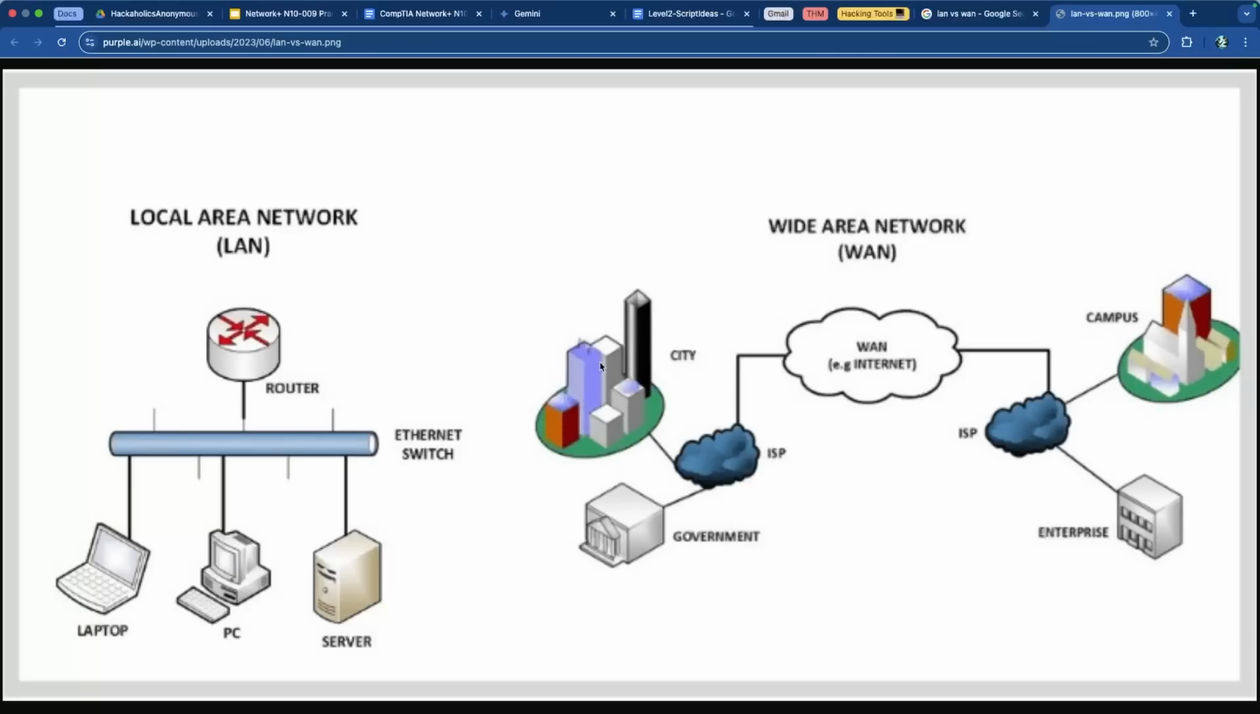And then this city, right? So all of these buildings in this city, each one of these buildings could be a LAN, and then this city by itself could be a WAN, and then this government building could have multiple routers on the different floors that it has. So the government building could be a WAN, right? So essentially a WAN is just a combination of LANs.